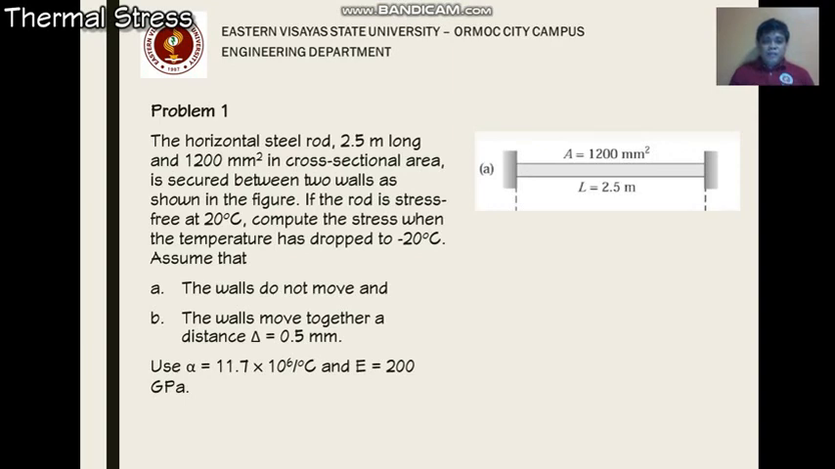For this problem, we will be considering two situations. The first is that we're going to assume that the walls do not move. In other words, we have rigid supports. And then the second situation is that the walls move together a distance of 0.5 millimeters. So for the second case, we have a yielding wall. So we'll be using the coefficient of thermal expansion equivalent to 11.7 times 10 to the negative 6 per degree Celsius and 200 gigapascals.